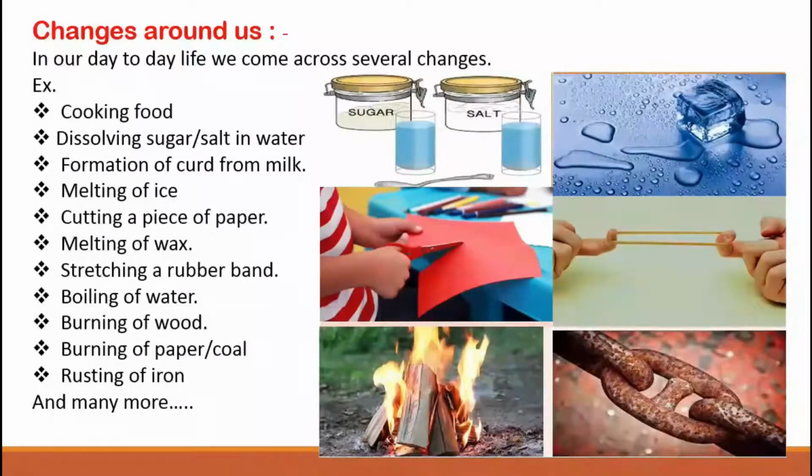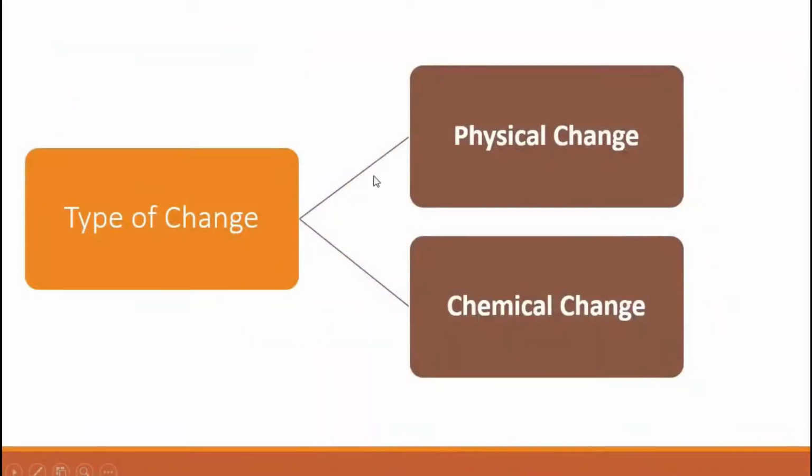Now some changes are beneficial to us, like ripening of food, phalon ka pakna, so that we can eat a fruit. And on the other hand, some changes are harmful to us, or maybe dangerous to us, like rusting of an iron. It is a wastage of iron. So broadly we can say that the changes are of two types, physical change and chemical change.